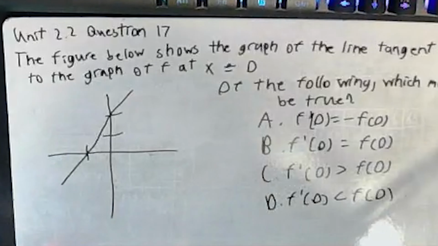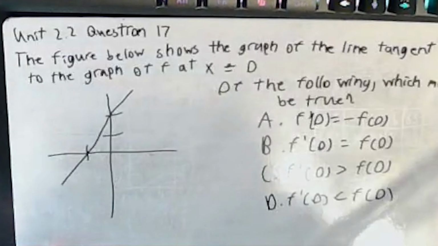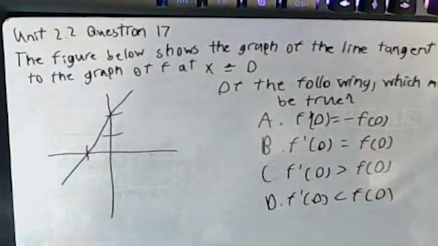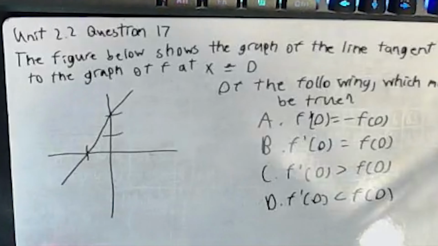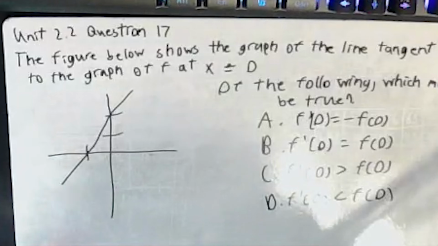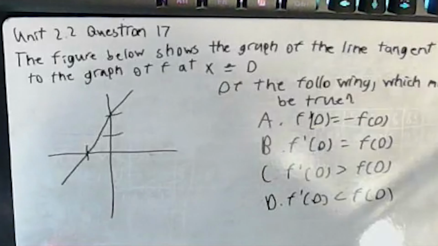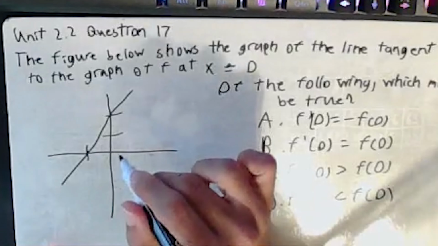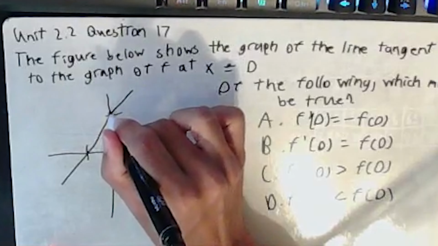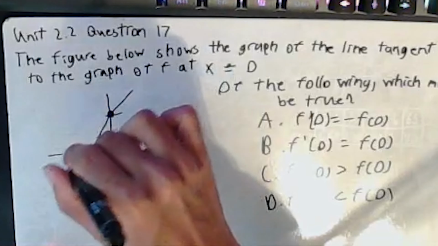This is Unit 2.2, question 17 from the test prep. The figure below shows the graph of a line tangent to the graph of f at x equals 0. Of the following, which must be true? Now, before we start, let's just do some dissecting. This is a graph of the tangent line at x equals 0. So it's showing the tangent line at this point.